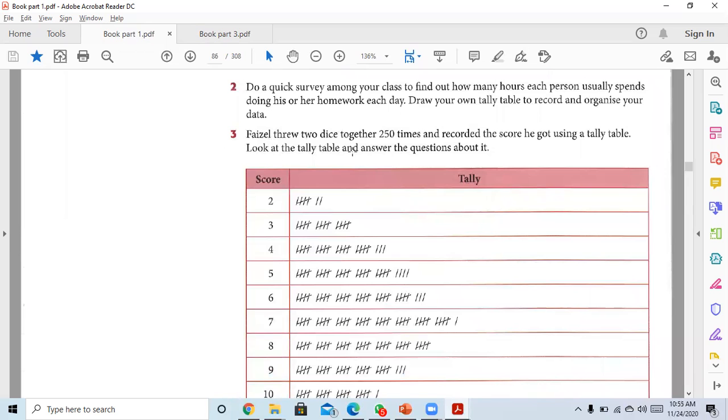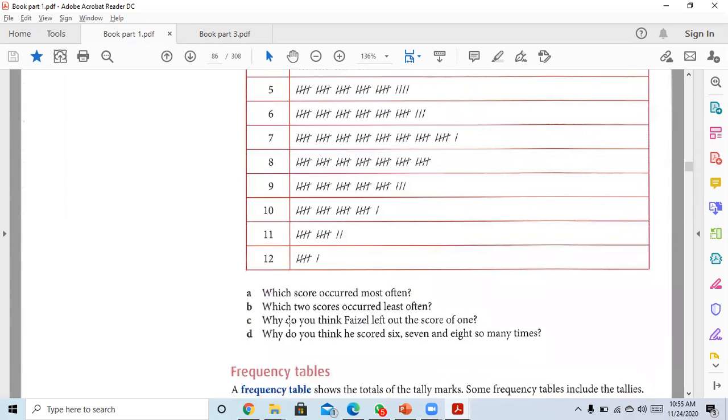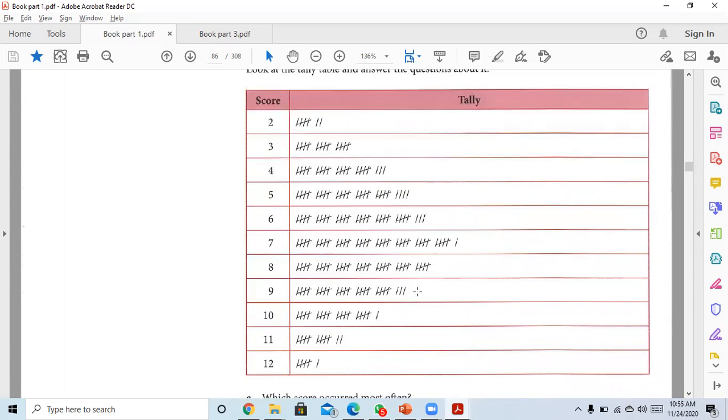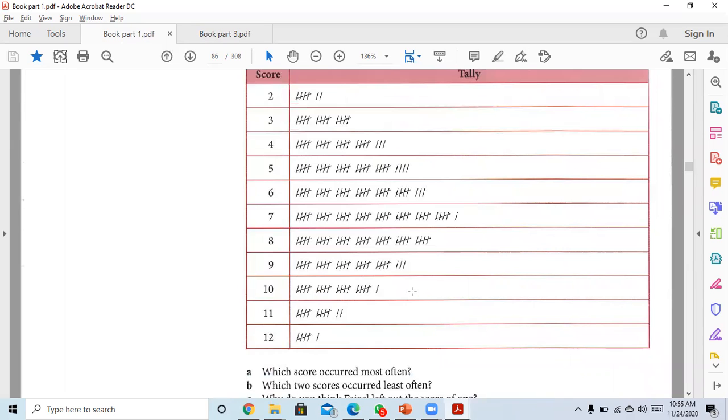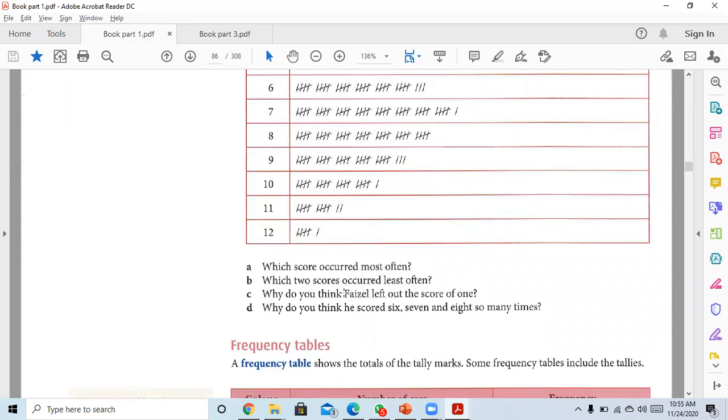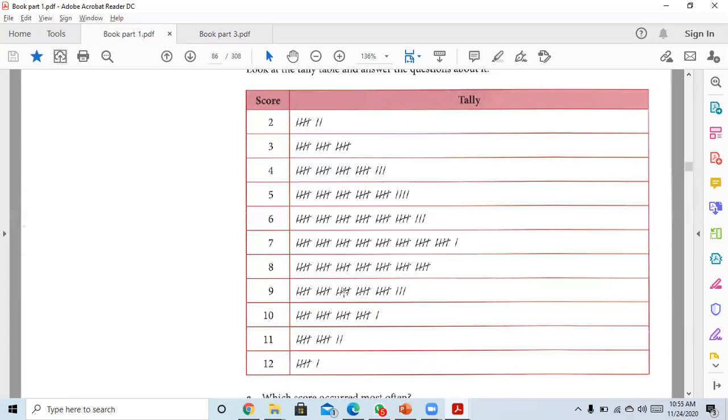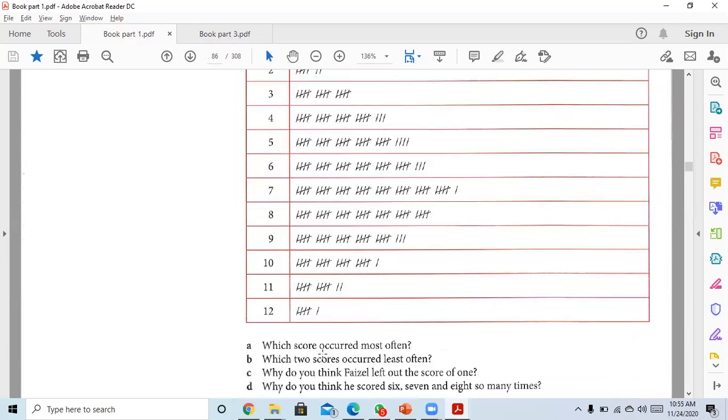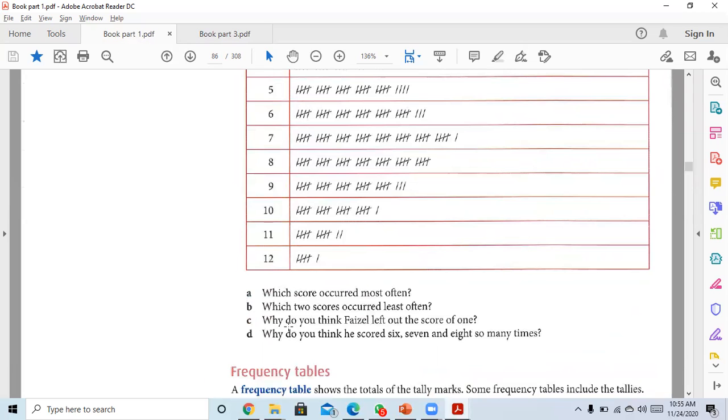Okay, they roll two dice 250 times and record the score. So which score occurs most often? I think the most often occurring is this one, that is 28. And the least often occurring is the lowest one, this one, 6.